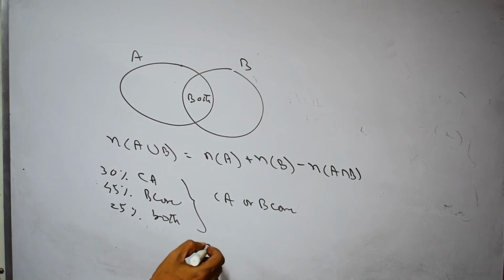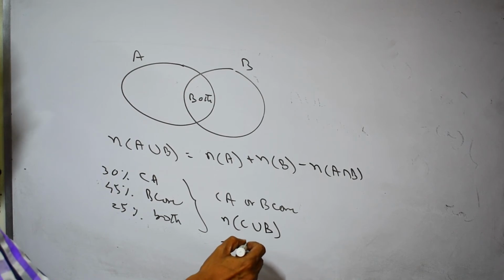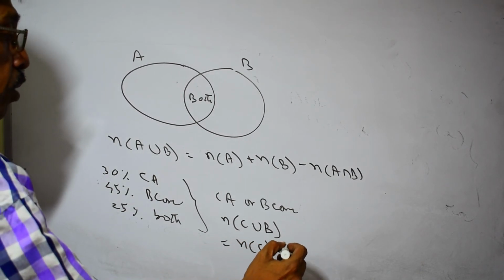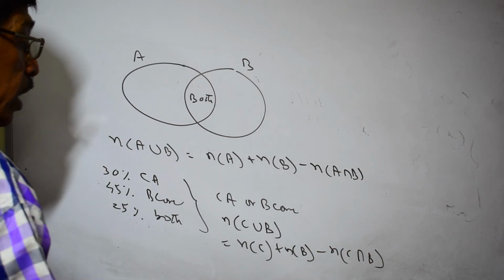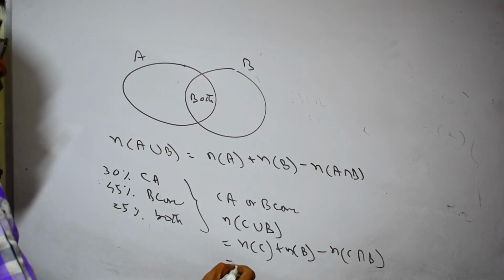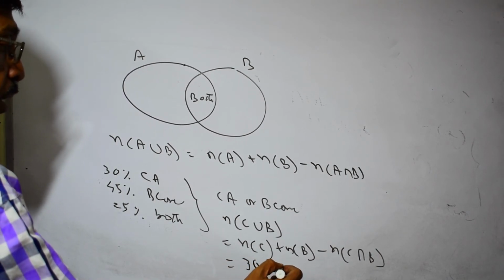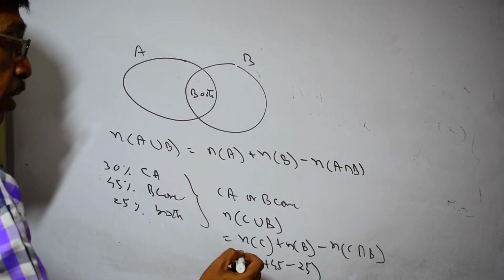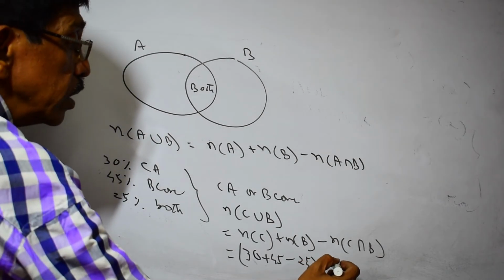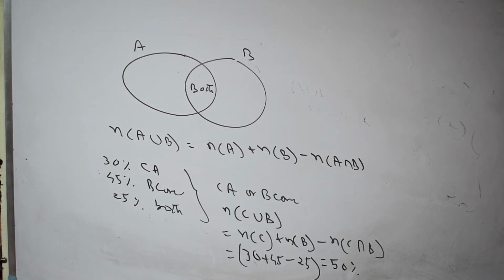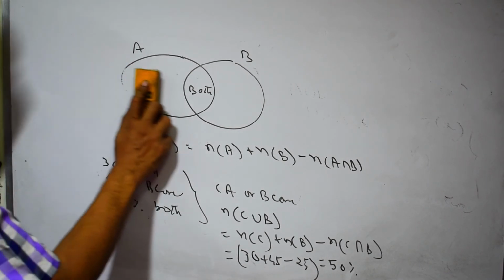So the total CA union BCom will be the number of students doing CA plus the number of students doing BCom minus the students doing both, which is the intersection. From this information, students doing CA is 30%, doing BCom is 45%, and doing both is 25%. So the final result comes to 50% doing CA or BCom. This type of formula we can apply to solve this type of problem using the Venn diagram.